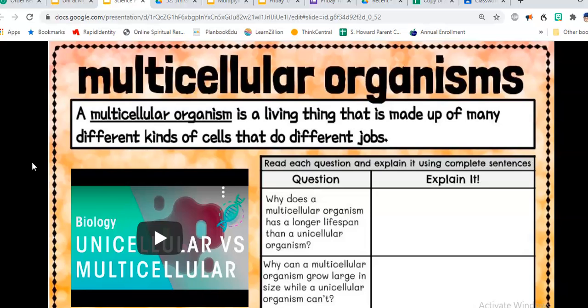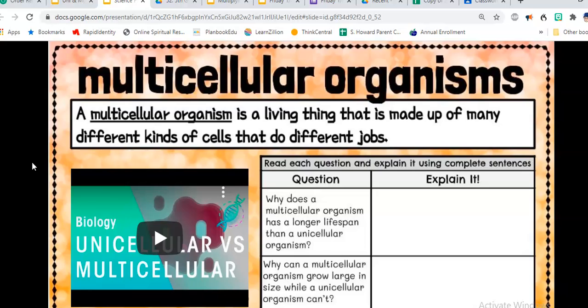Question: why does a multicellular organism have a longer lifespan than a unicellular organism? All right, so multicellular organisms live longer than some of these unicellular organisms like the amoeba or the paramecium or some of the others you saw in the other video. Why is that? And so you want to be able to explain, why do multicellular organisms live longer or have a longer lifespan than the one-celled organisms?